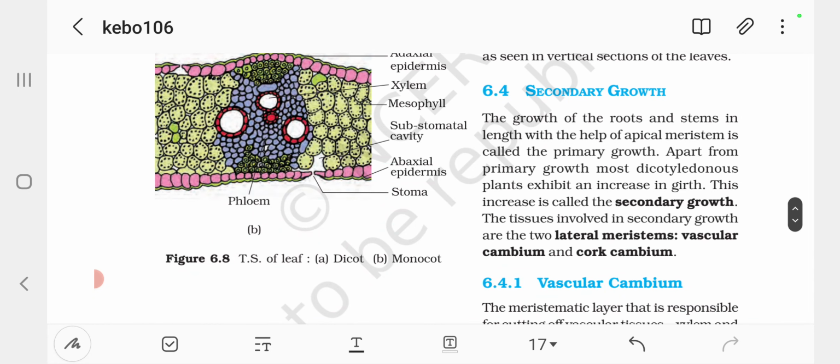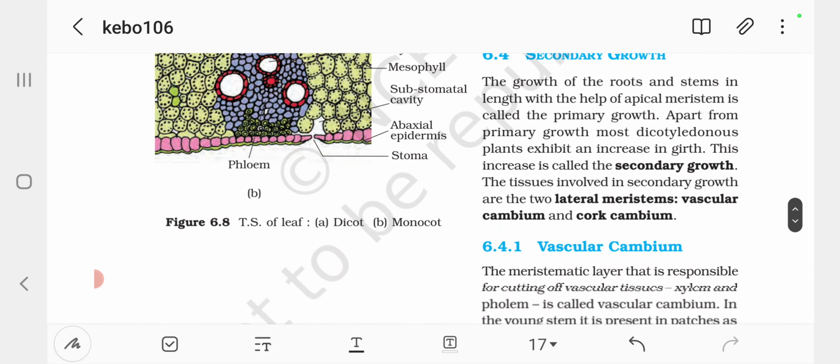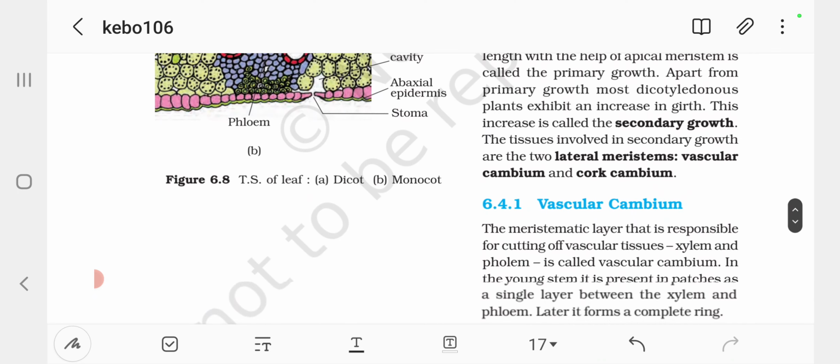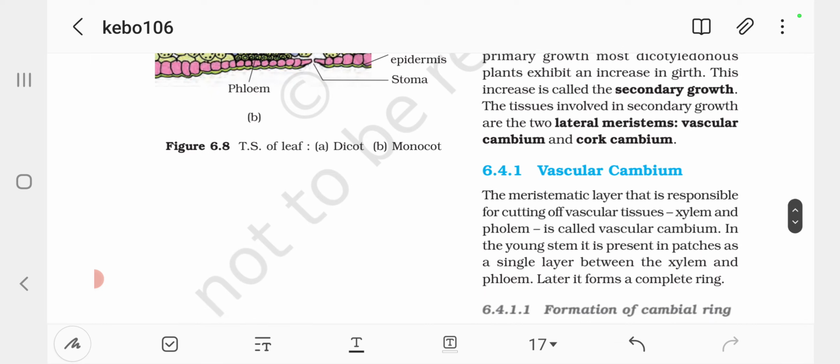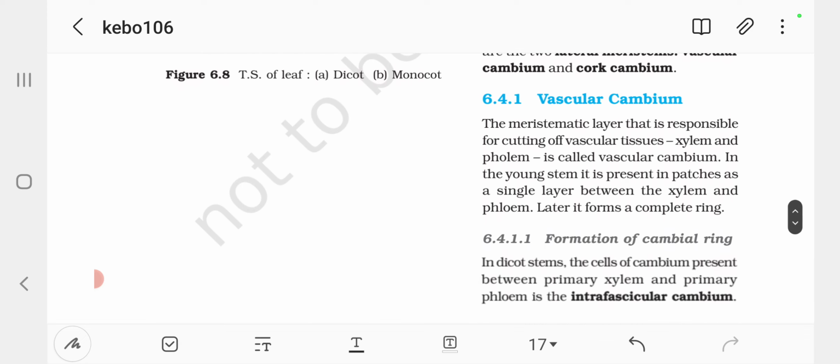6.4 Secondary growth. The growth of the roots and the stem in length with the help of apical meristem is called primary growth. Apart from the primary growth, most dicotyledonous plants exhibit an increase in girth. This increase is called the secondary growth. The tissues involved in secondary growth are the two lateral meristems, the vascular cambium and the cork cambium.